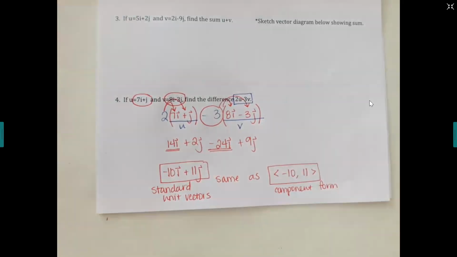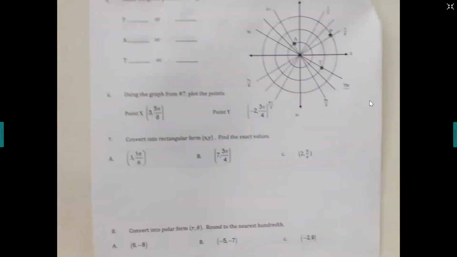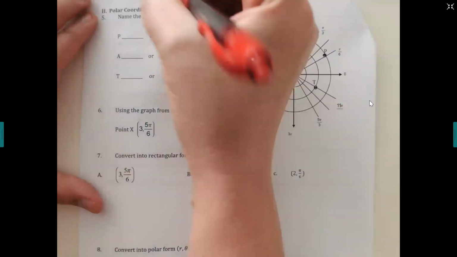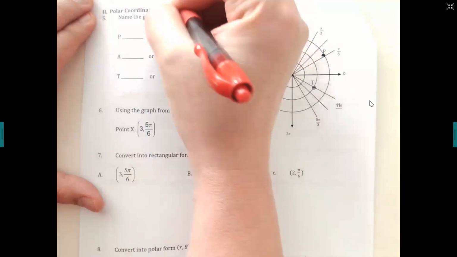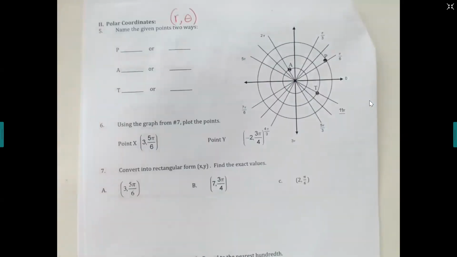All right, go ahead and turn the page. We'll do 1 or 2 examples from the polar section, and then that will be the end of our video. So taking a look at this top section here, you're naming your coordinates 2 ways. Remember, for polar, it's r, theta. Your theta can be measured in either degrees or radians. You'll just look at what's on your circle.